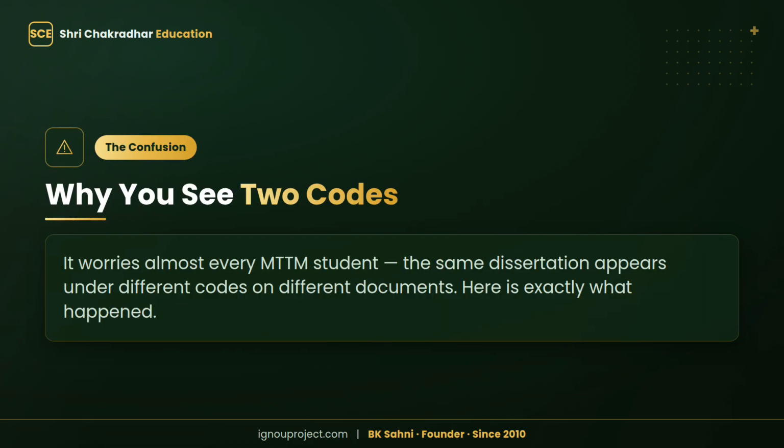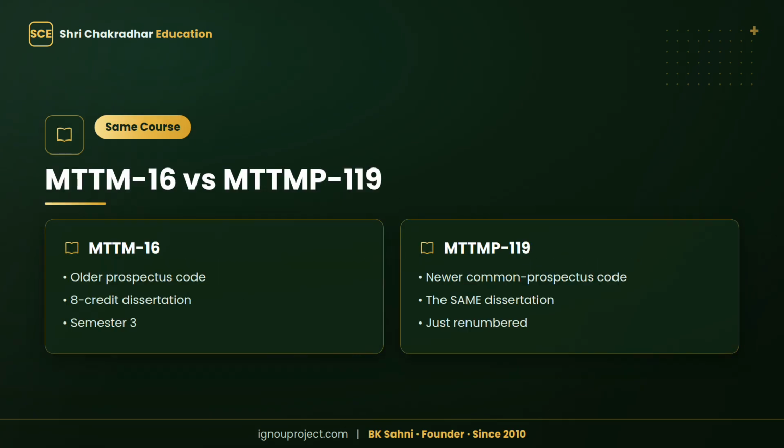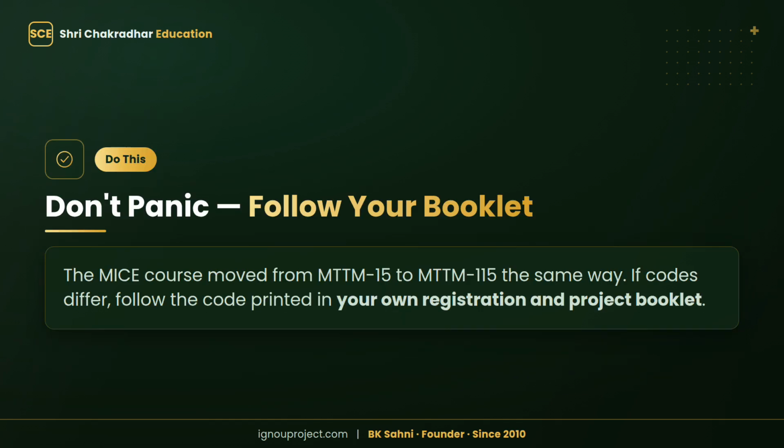Let us settle the code confusion first because it worries almost every MTTM student. In the older prospectus, the dissertation was listed as MTTM-16. In the newer common prospectus, the same dissertation appears as MTTMP-119. Nothing about the work changed, only the code was renumbered. Exactly the way the MICE course moved from MTTM-15 to MTTM-115. So if your grade card shows one code and an old blog shows another, do not panic. Follow the code printed in your own registration and your own project booklet.